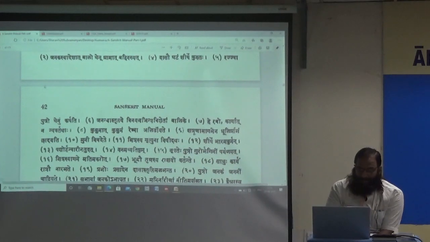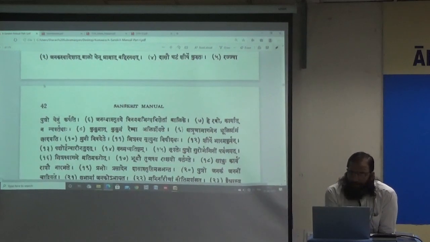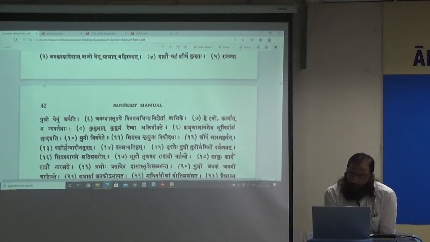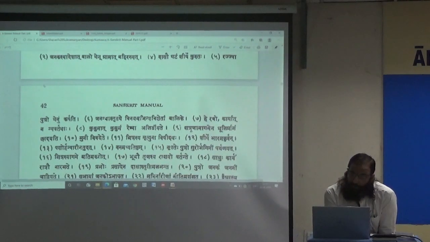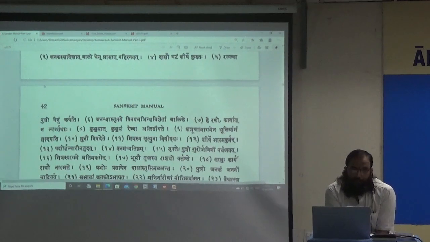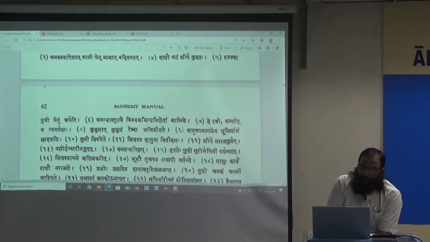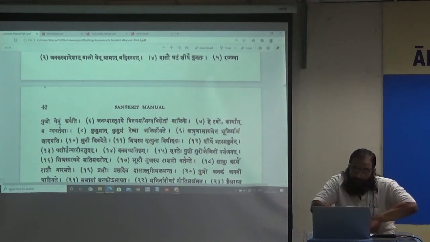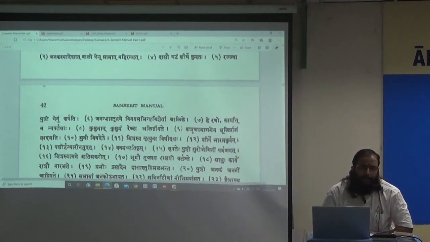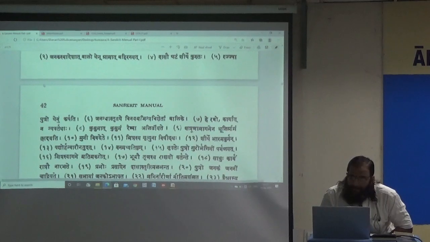Vinayam abhinya vishetam balike. Abhinya vishetam balike. Balike abhinya vishetam. What does it mean? Two girls, resort to modesty.